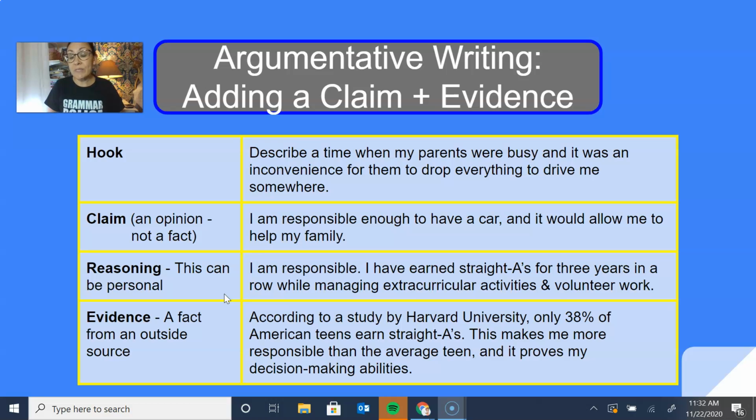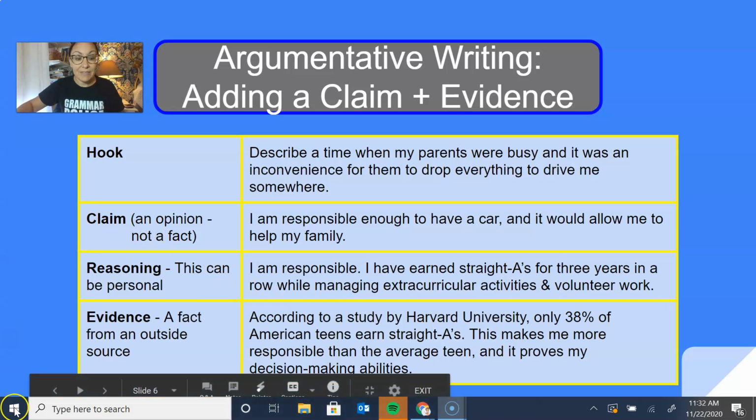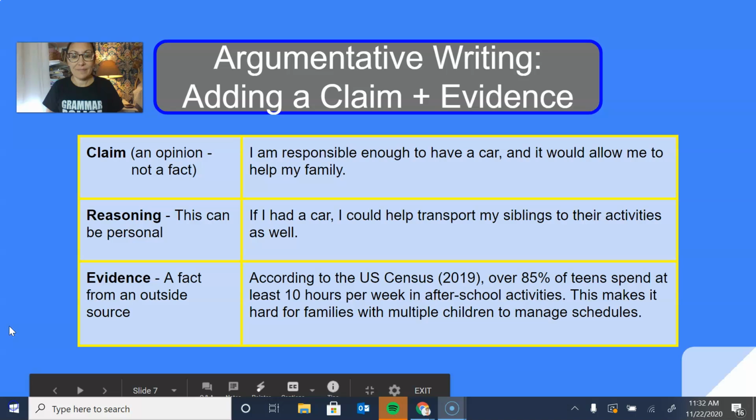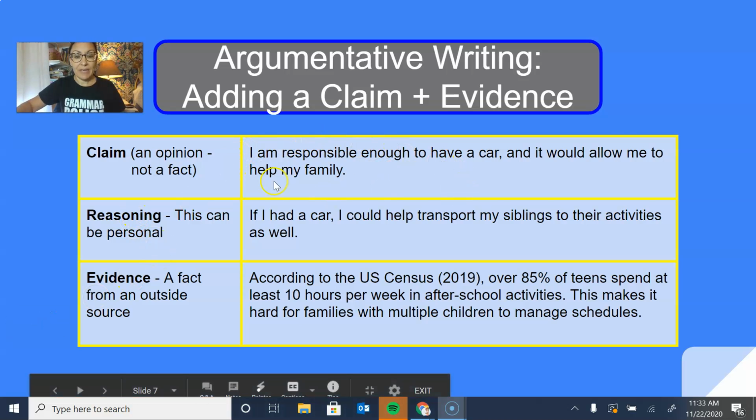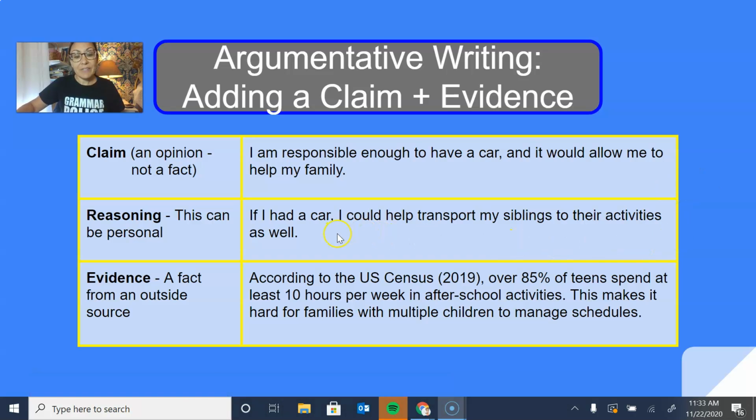This makes me more responsible than the average teen, and it proves my decision-making abilities. So now you've added some evidence, and you've even cited a Harvard University study to support your claim. But often one reason and one piece of evidence is not enough to change somebody's mind or to create a very tight argument. So sticking with the same claim, because your argumentative text only has one claim, now we're going to give a different reason.